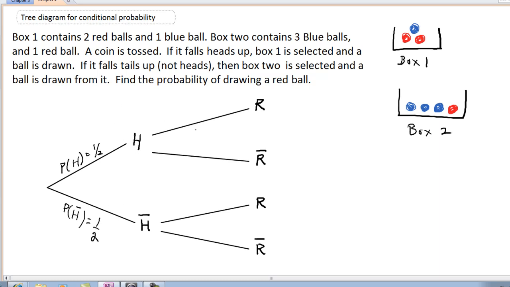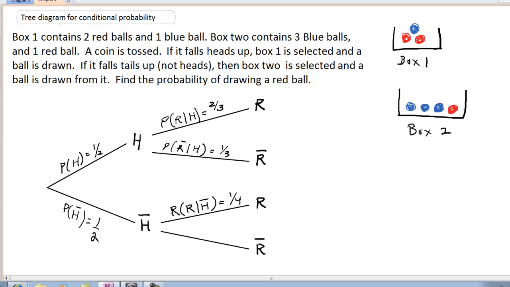So no problem there. Now what do we call this line? Well, notationally, we're trying to get to red, but where did we come from? Heads. So this is probability of red given heads. And our chance of that is looking at box 1. There's 2 red out of 3 there, so it's 2/3. And this right here is our probability of blue given heads, which is 1/3. Down here we have probability of red given tails, which is 1/4.